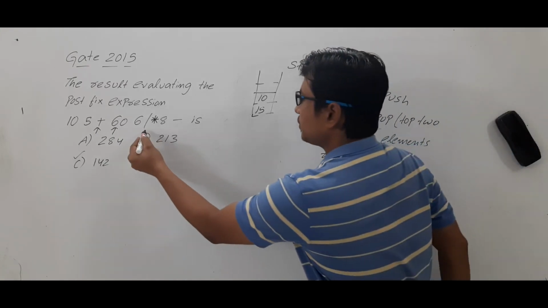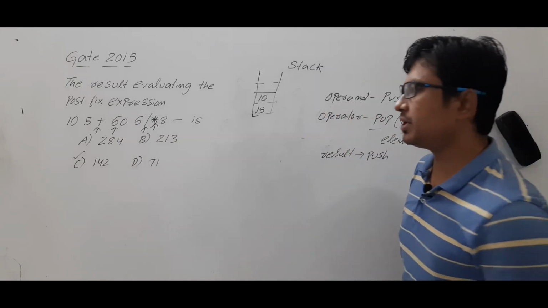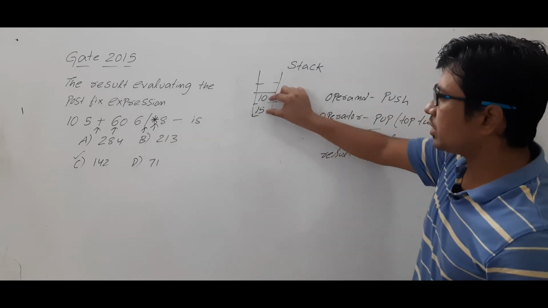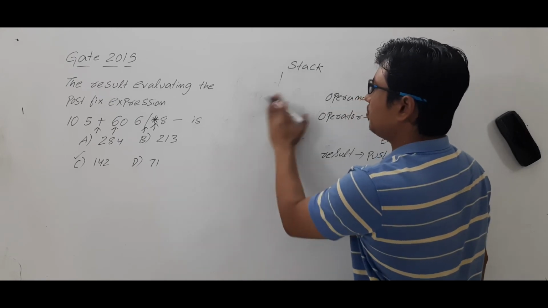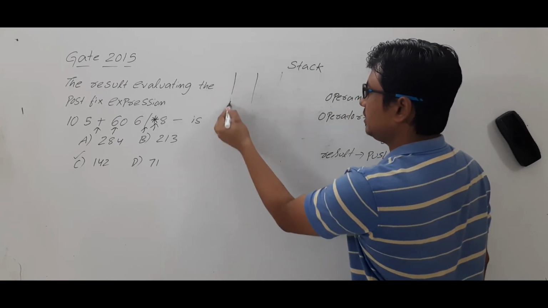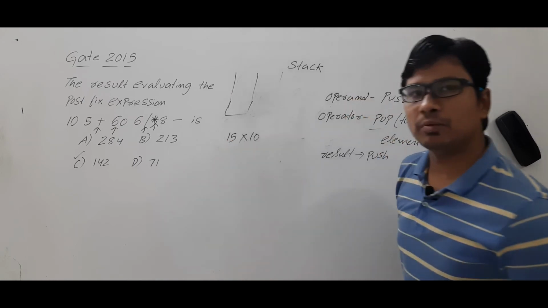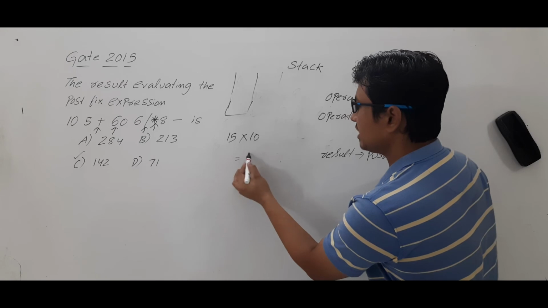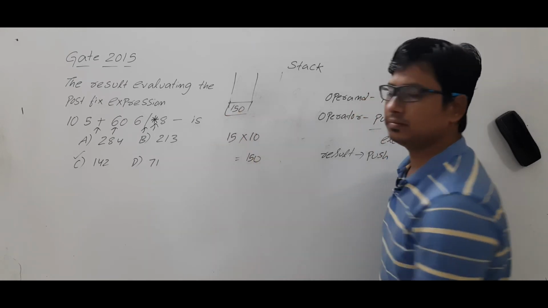Now up to here we are done. Now we are scanning and we got again an operator, which is multiplication. So what do we need to do? We need to pop these two elements. If I pop them, the stack will be empty and we have 15 and 10. We need to perform the multiplication, so we will get 150. That result I need to push into the stack.